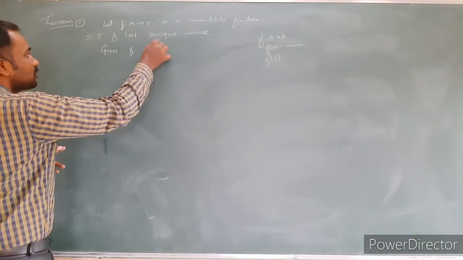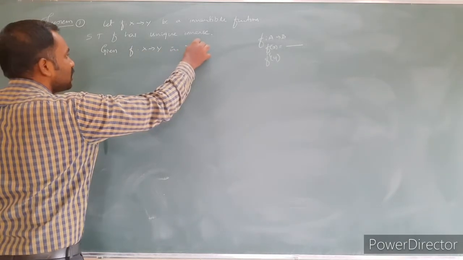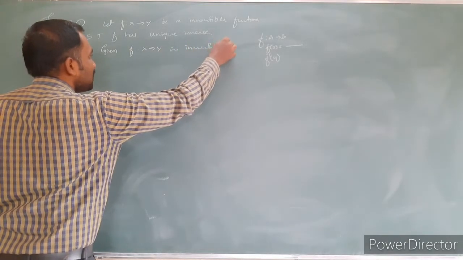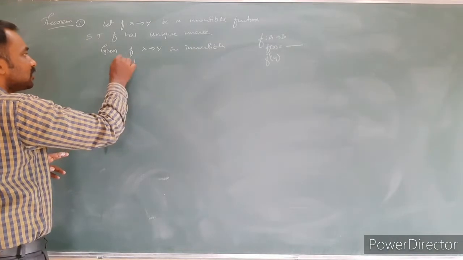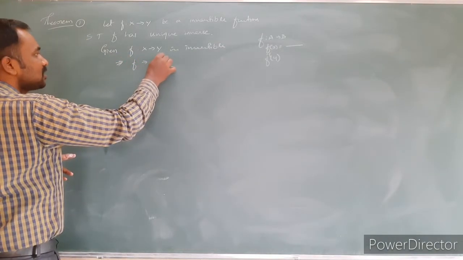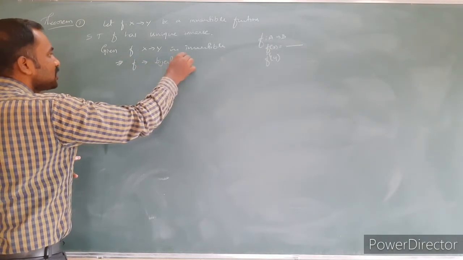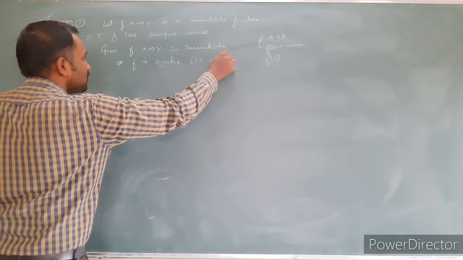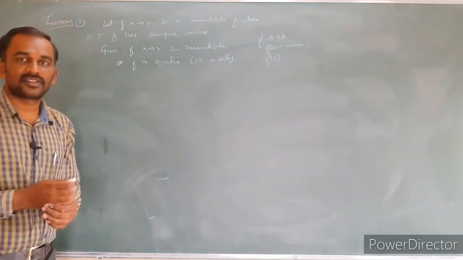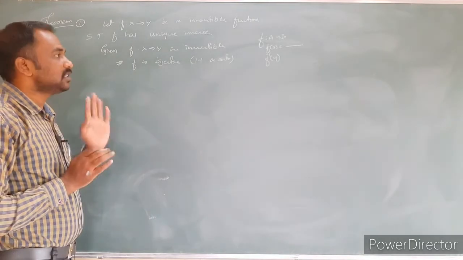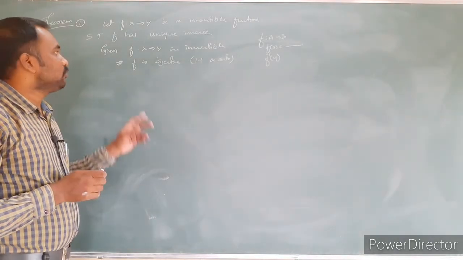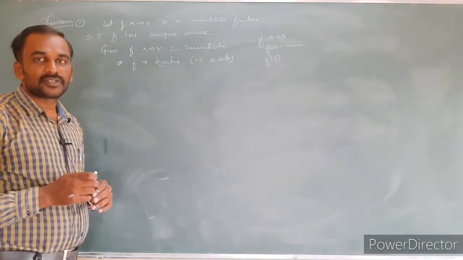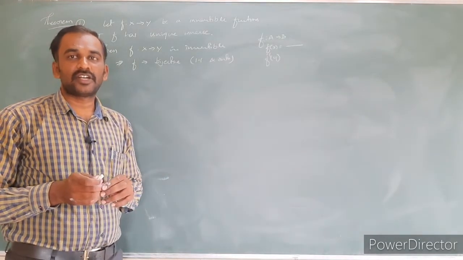Invertible means there exists an inverse. Given f from X into Y is invertible, can I say this implies f is bijective? F is bijective means f is one-one and onto. Yes, obviously it is one-one and onto. I need to prove that it has only one inverse, so here I apply the contradiction method.